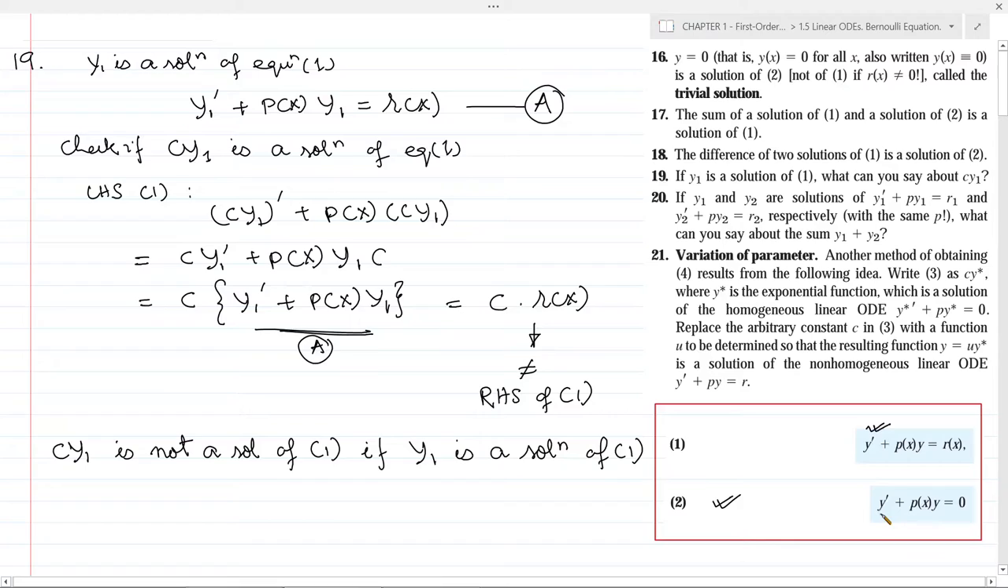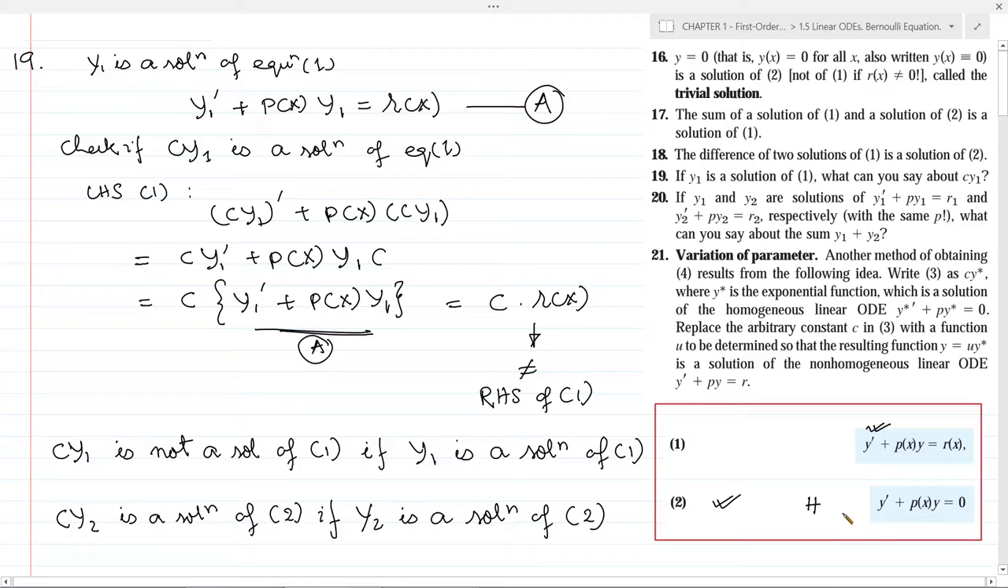So, we can write another property, that is cy is a solution of equation 2 if y is a solution of equation 2. So, in case of the homogeneous linear differential equation, if y1 is a solution, then cy1 is also a solution. But in case of the non-homogeneous linear differential equation, if y1 is a solution, then cy1 is not a solution. So, these are the two properties. You can remember these two properties, and these will be required in the future while solving linear differential equations.